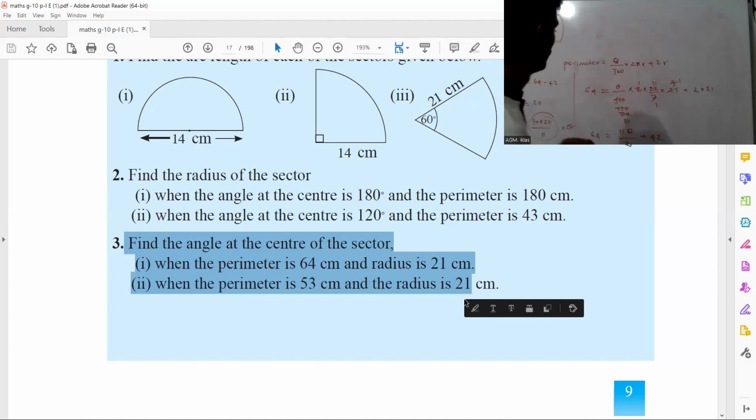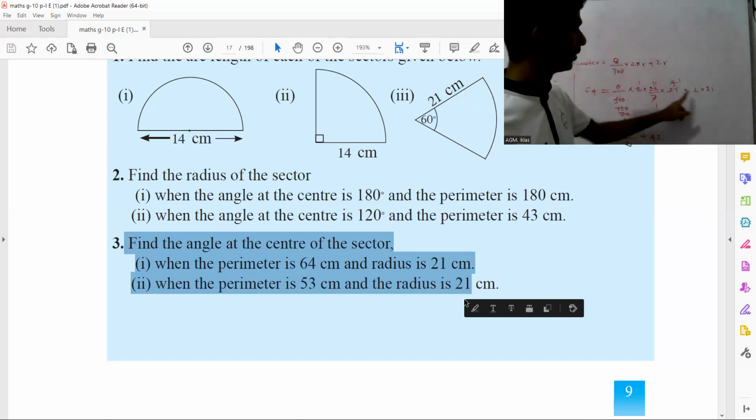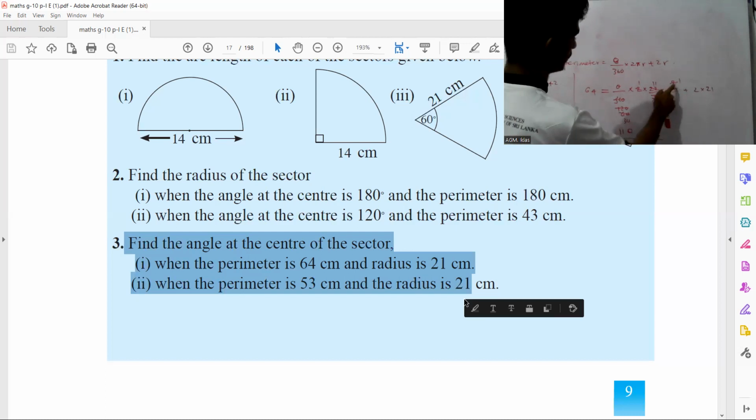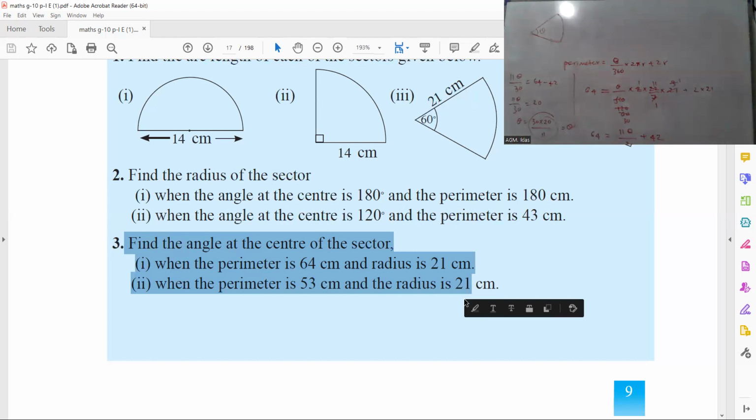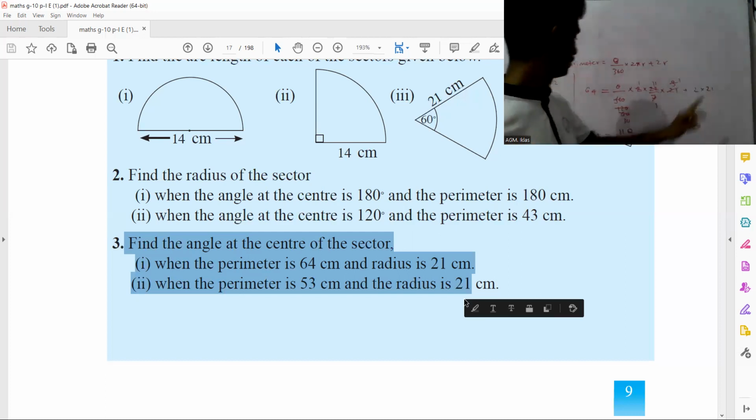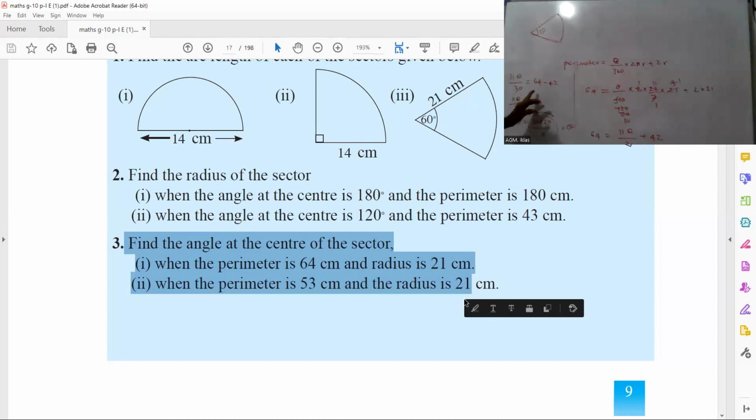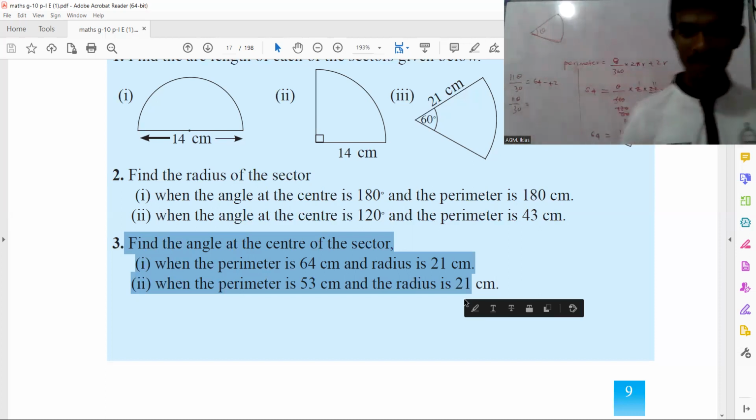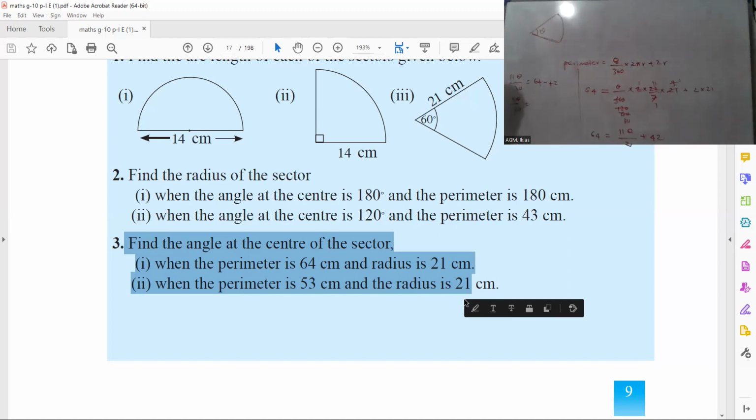But I need to check it. So perimeter 64, theta over 360, 2 into 22 by 7, radius is 21, 2 into 21. So here 11 theta over 30, 64, 42. Sorry, 22. I made a mistake here. Sorry, it may happen in the examination as well. So you have to be very careful. The examiner will not put you in difficulty. He will just check whether you have understood the concept. Otherwise, the simplification will be easier than you expect.